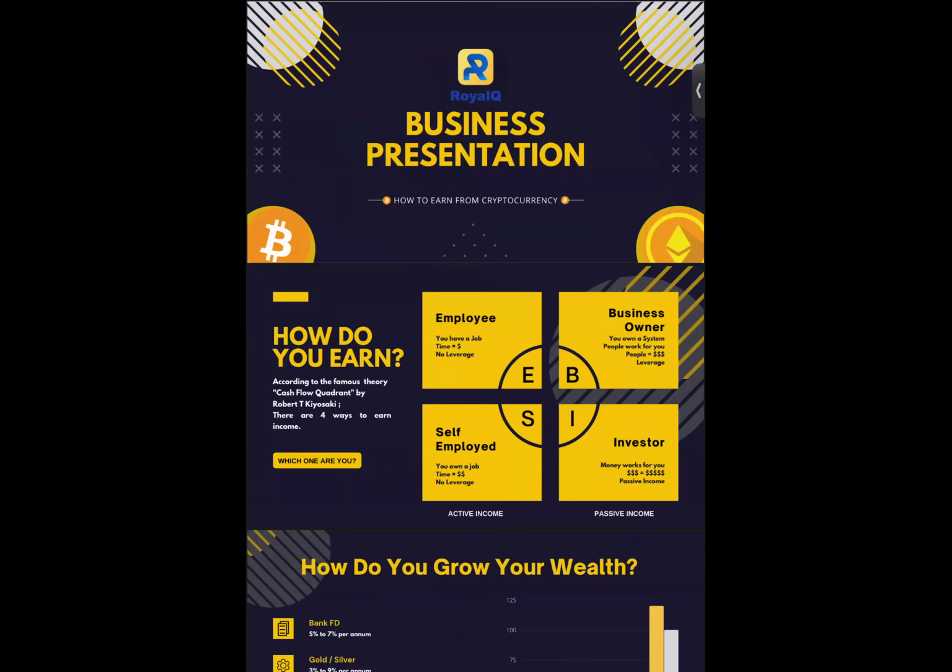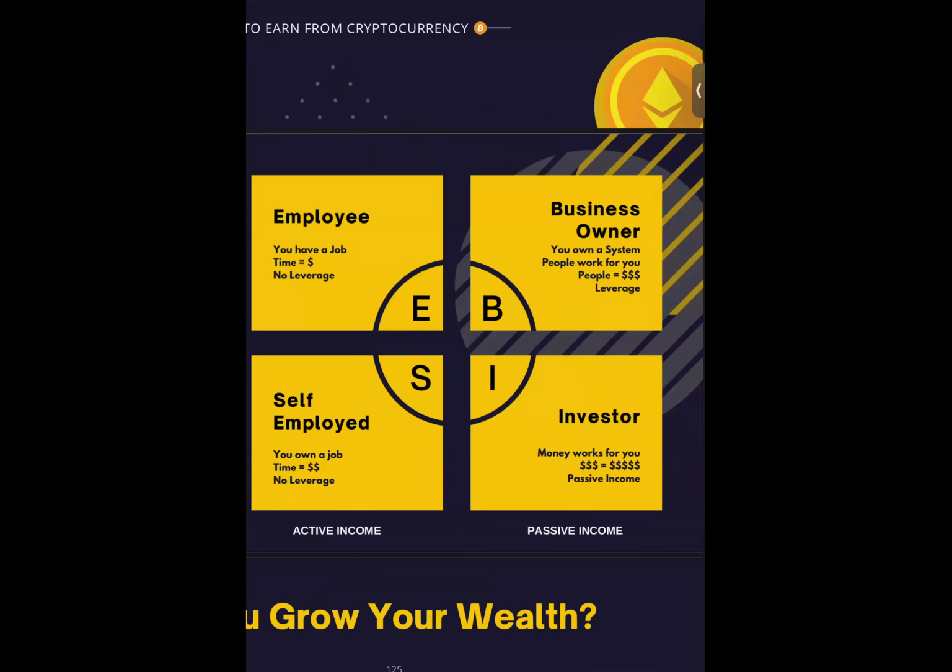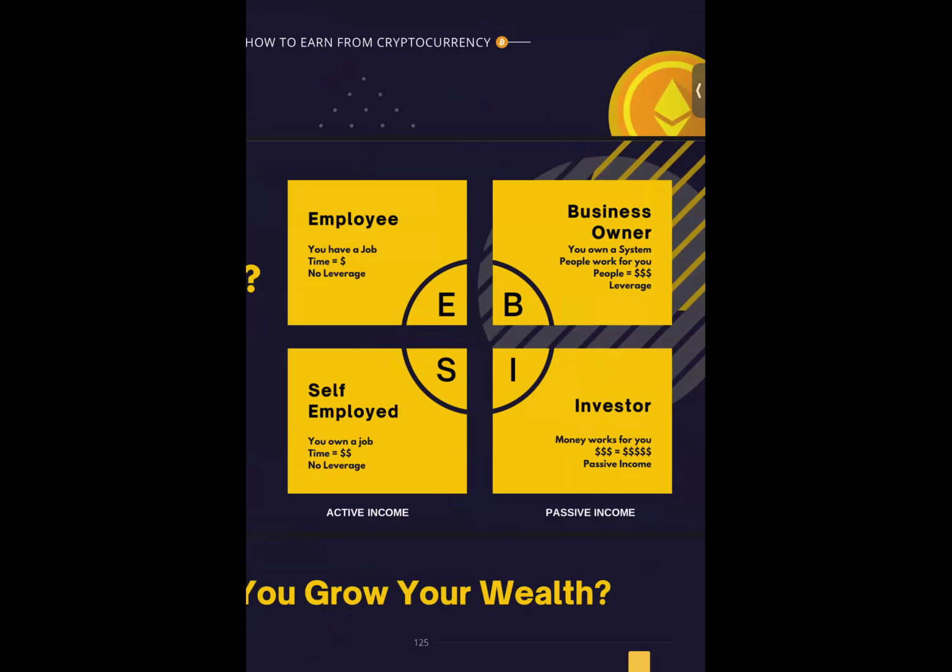So I want to throw you this question. How do you earn the monies that you make? Are you an employee or are you self-employed? Or do you have a business? Are you a business owner? It means you own a system that works for you. Or you are an investor. Among these four quadrants, where do you fall?